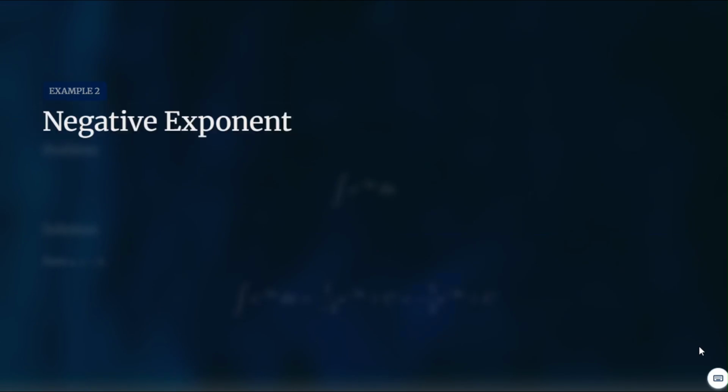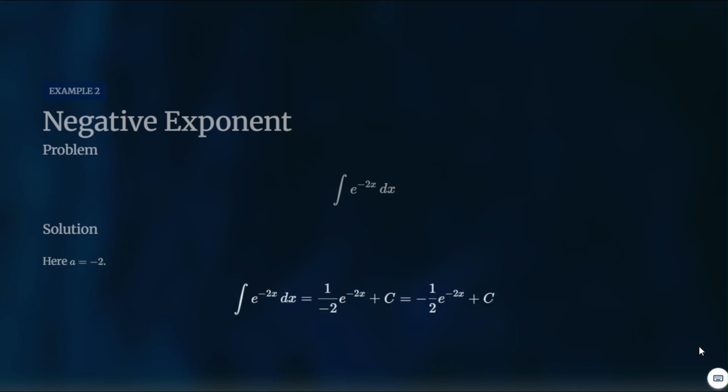In this next example, we have a negative exponent. We want to integrate e to the power negative 2x dx. In this case, our exponent is negative 2x, so a is equal to negative 2. So if we apply the rule, the antiderivative of e to the power negative 2x dx will be equal to 1 over negative 2, the coefficient, times e to the power negative 2x plus c. And this can be rewritten as negative 1/2 e to the power negative 2x plus c. The rule is identical. Always divide by the coefficient of x, whether positive or negative.